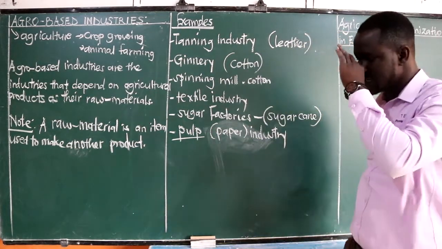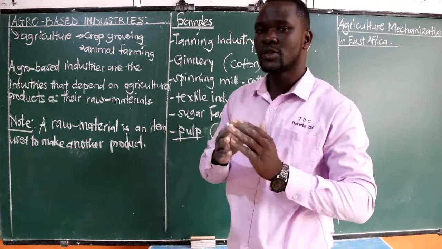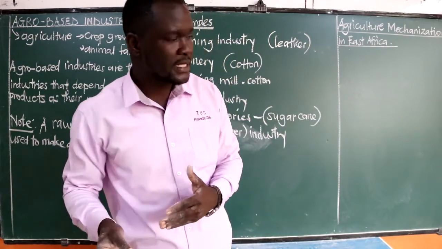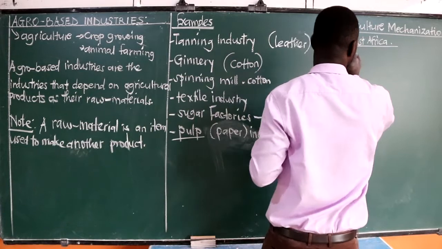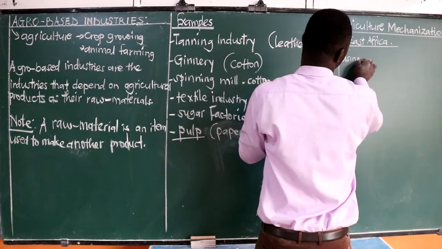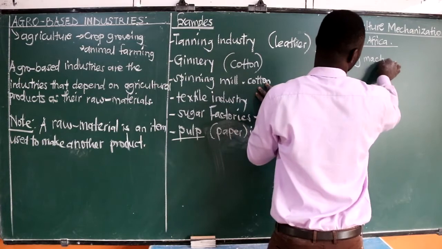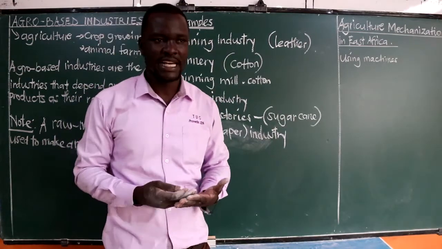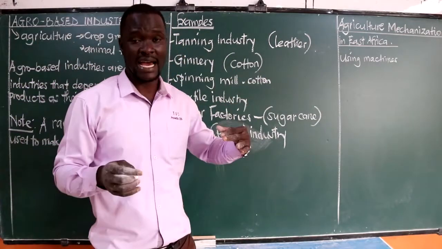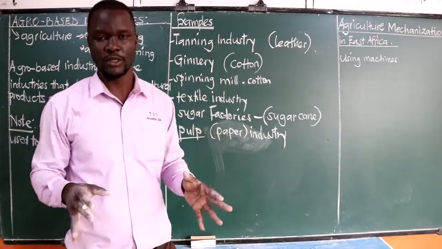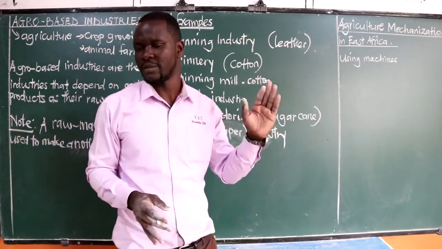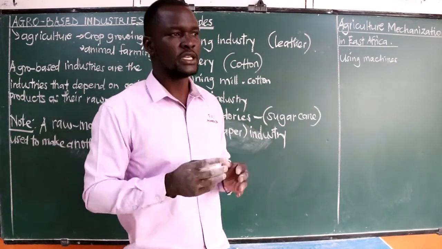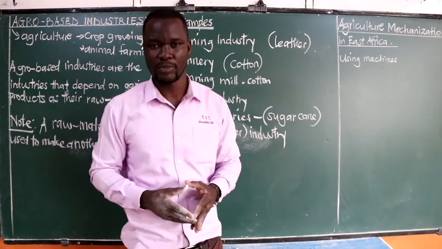This agriculture mechanization, sometimes we can also call it mechanized agriculture. Simply what we mean here is we are looking at using machines. This is the use of machines to do agricultural work. For example, this one is done on a large scale, on plantation farms. I remember we talked about plantation farms in the previous lesson. We said an area where a single perennial crop is grown on a large scale for commercial purposes.